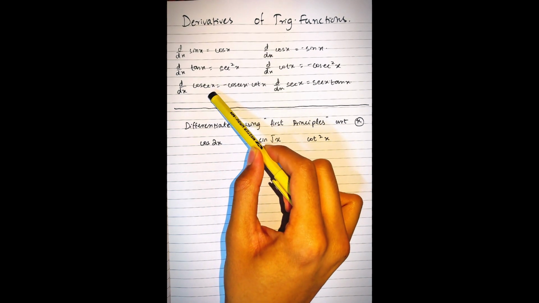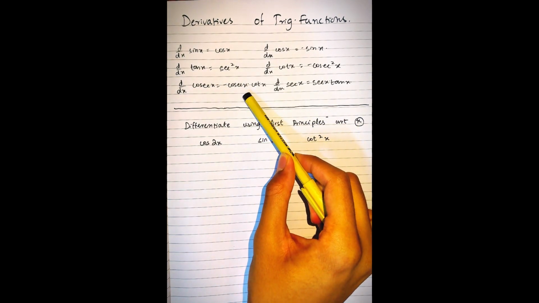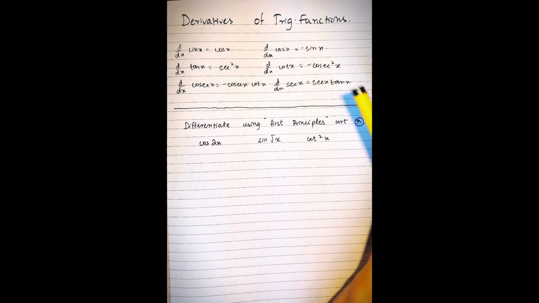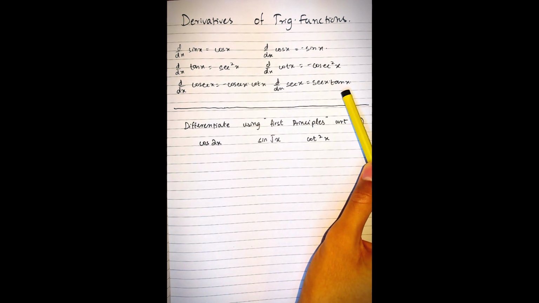The derivative of cosecant x would be equal to negative cosecant x multiplied by cot x, and the derivative of sec x, or the secant x, would be equal to secant x multiplied by tangent x.